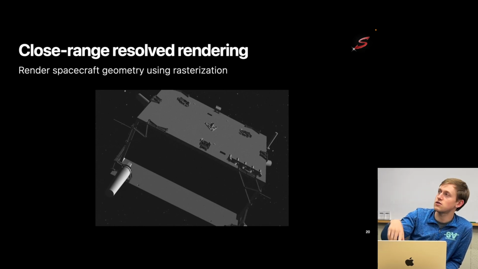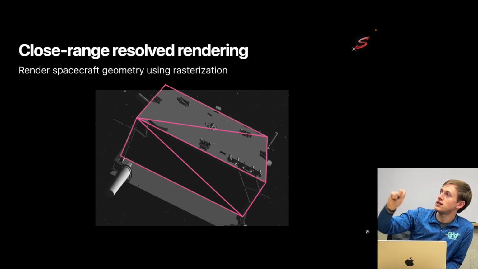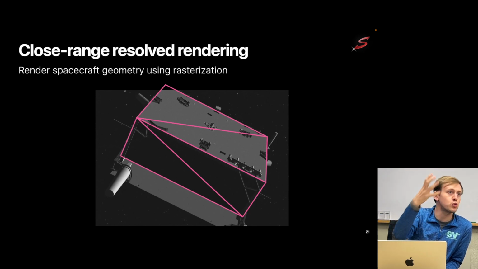So you have all the faces of the spacecraft, you send them as triangles to the GPU, and then the GPU will draw them in and say, what color is this part? And you can use the material properties of the 3D model to answer that question, what color is this?